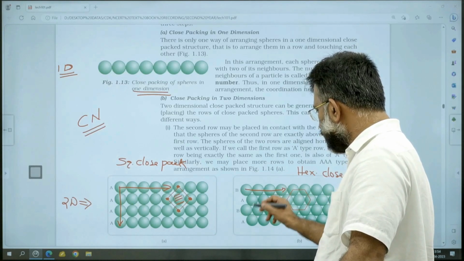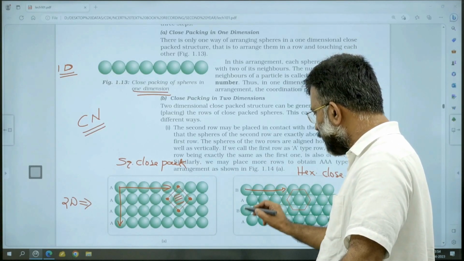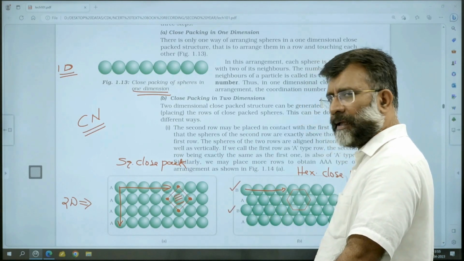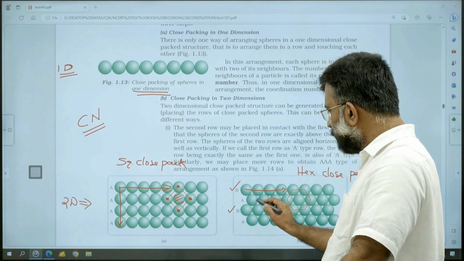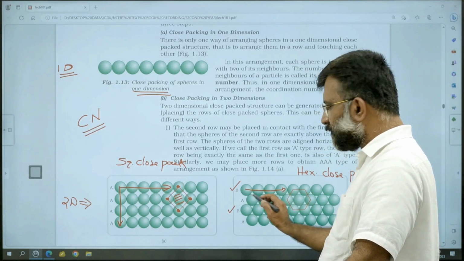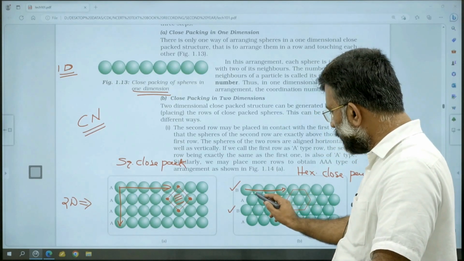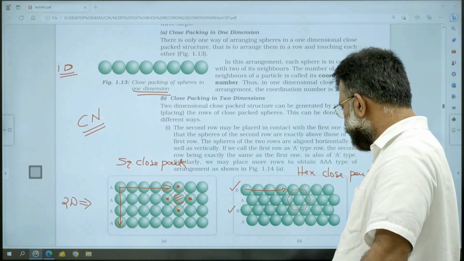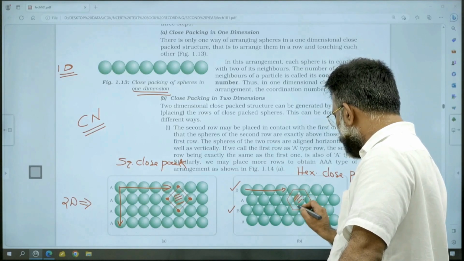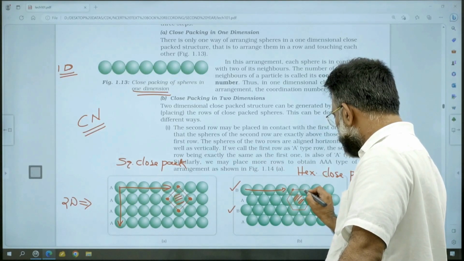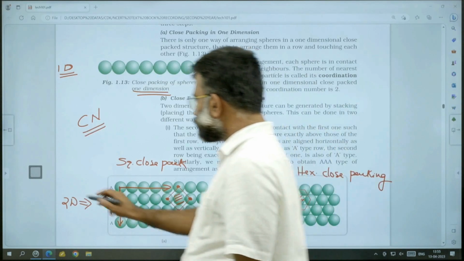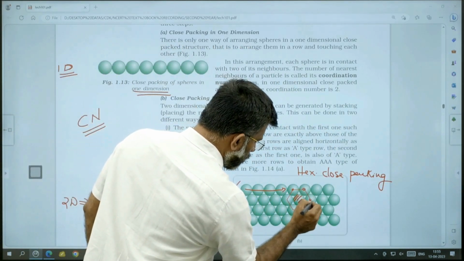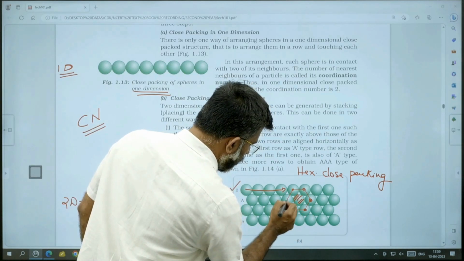Meanwhile, coming to this, you can see there is a horizontal alignment, while vertically, the alignment is between the first and third layer. First line and third line particles are vertically aligned, while the second line particles are in the depressions of the first. The arrangement comes like one particle is in contact with 1, 2, 3, 4, 5, 6 particles.